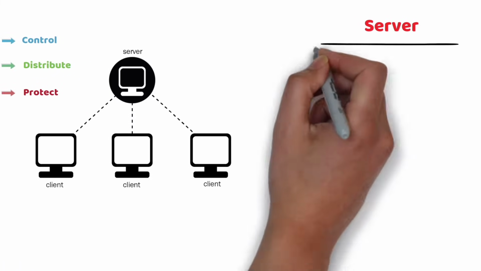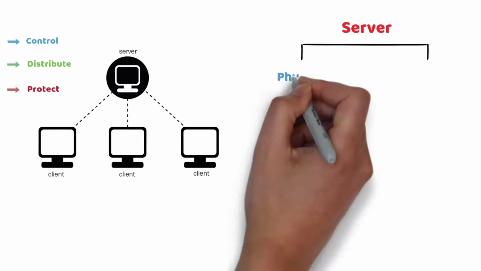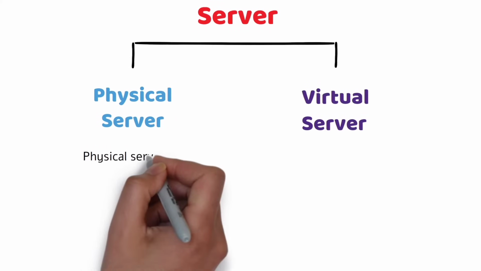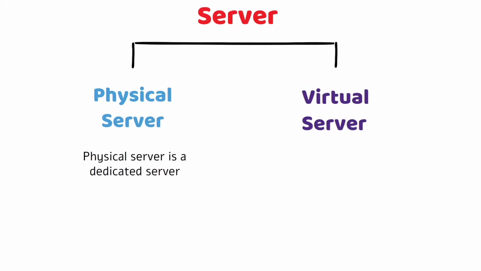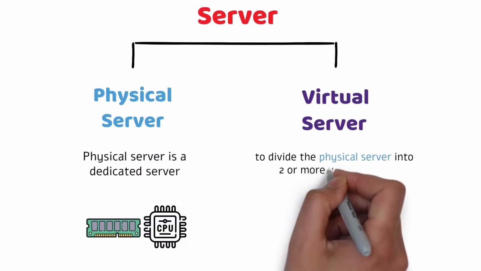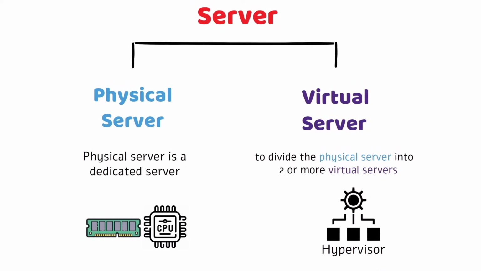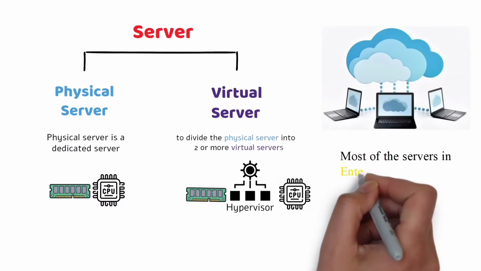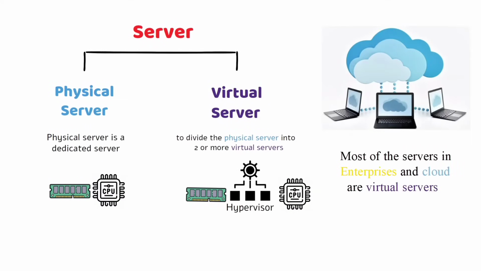Servers can be distinguished into 2 main types: a physical server and a virtual server. Physical servers are dedicated servers which use the traditional CPU and RAM for that one server. Virtual servers, however, use a hypervisor to divide the physical server into 2 or more virtual servers, which share the resources like CPU and RAM with 2 or more other servers. Most of the servers in enterprises and cloud are virtual servers.